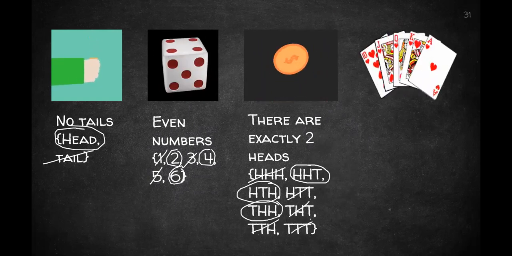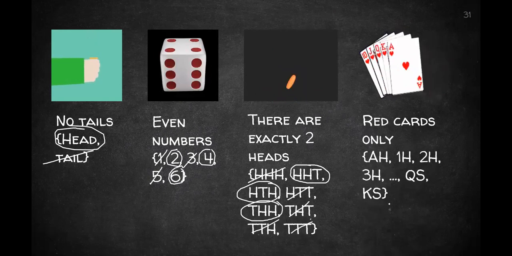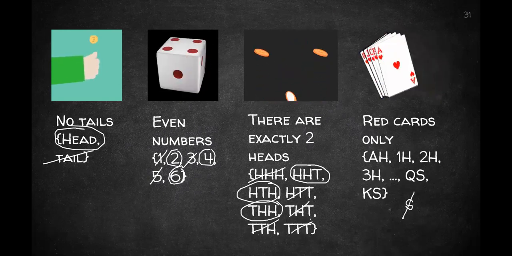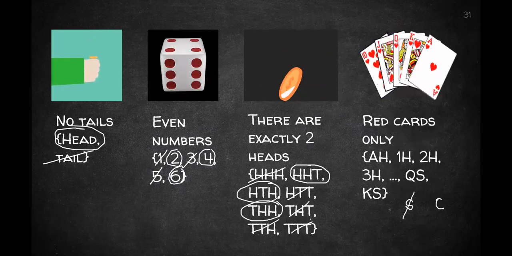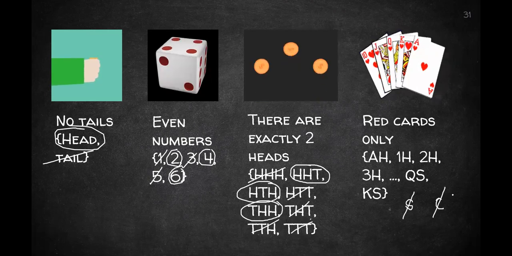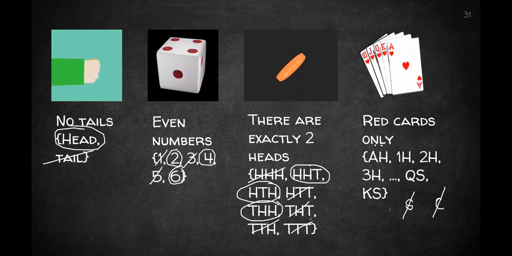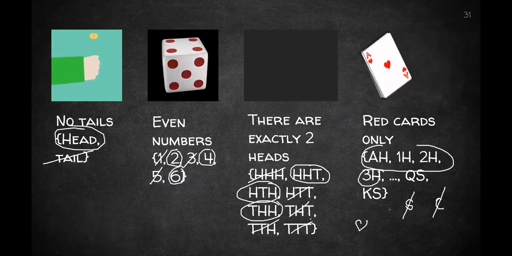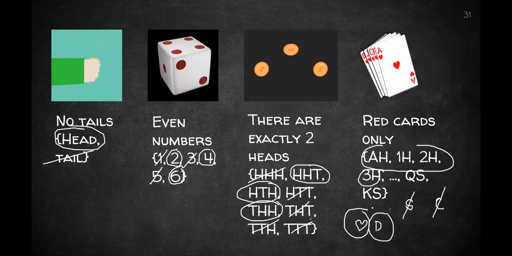Okay? And I want red cards only. So, hindi na pwede dito yung spade. Hindi rin pwede ang clover, or yung clubs, dahil black cards yun. Ang pwede lang dito ay yung mga heart at saka diamond. Okay? Ito lang ang mga pwede.